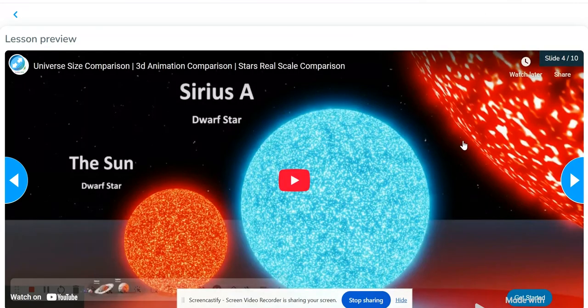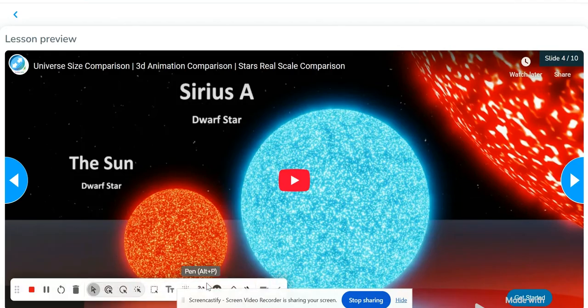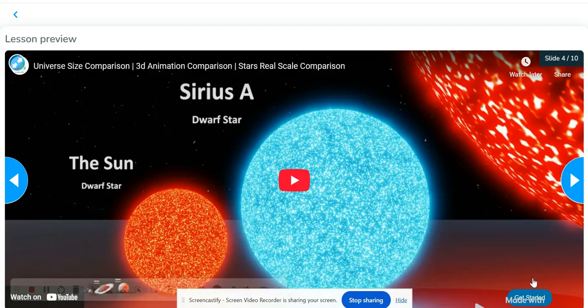Now they will watch a video that starts from a small dwarf planet and goes all the way to the biggest star in our universe, and it compares these stars by size. It'll also say the names of the stars. While they watch the video, there are questions that they will answer as they go through, and that is a form of assessment for this lesson.